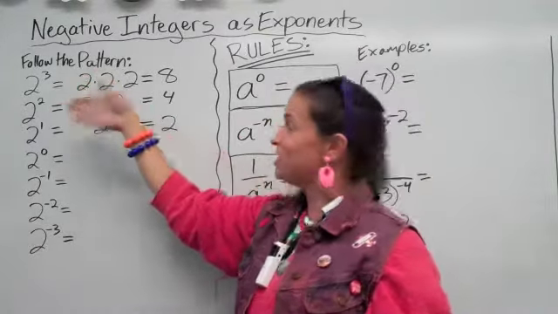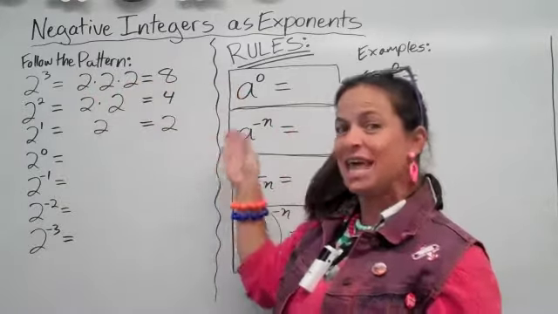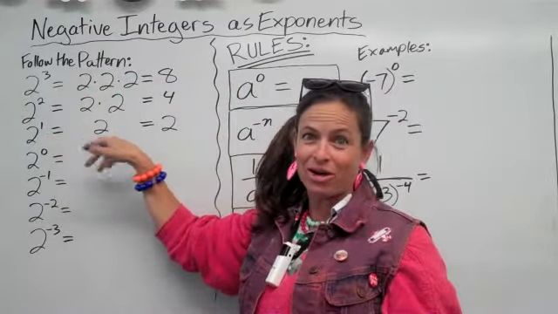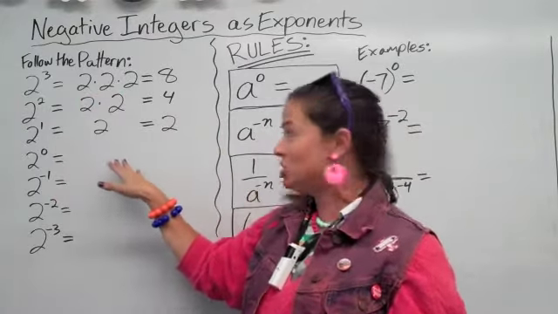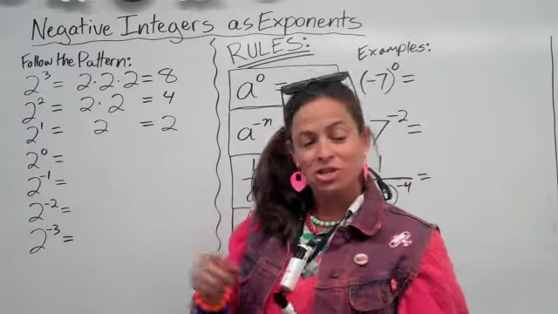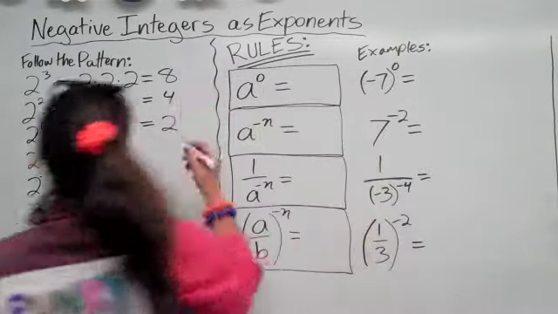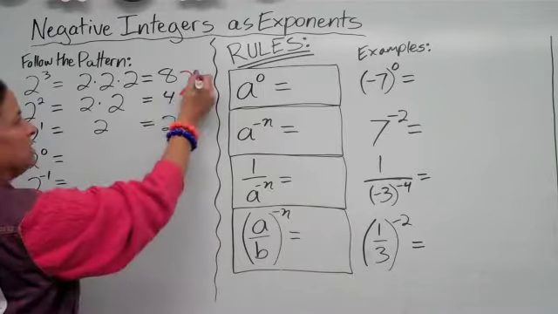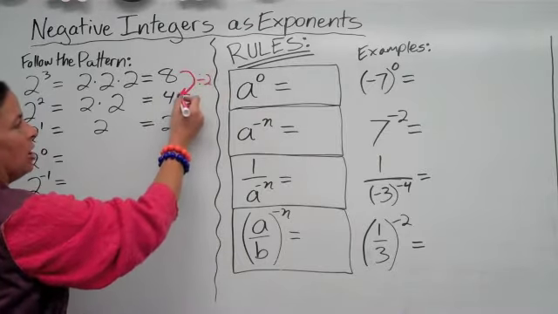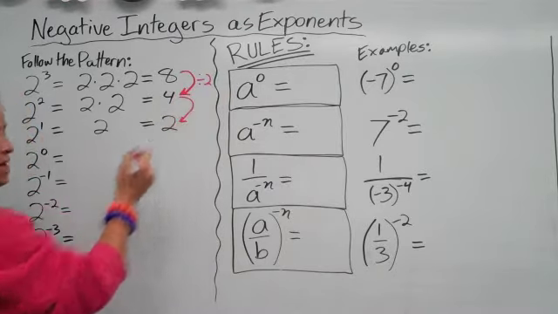2 to the third power is 2 times 2 times 2, which is 8. 2 to the second power is 2 times 2, which is 4. 2 to the first power is 2, which is just 2. So if you follow this pattern, you can see, well, what happens? How does 8 become a 4? You divide by 2.